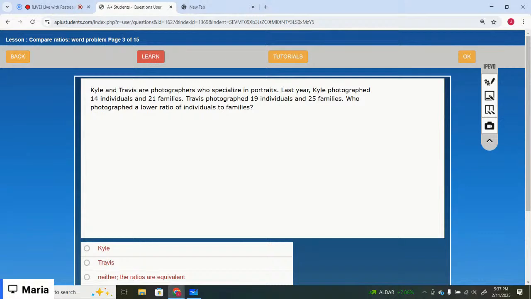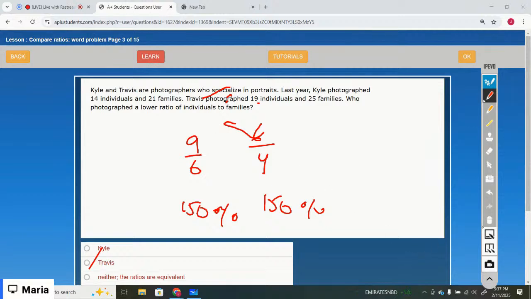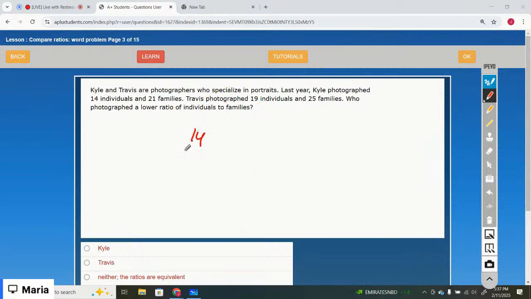Kelly and Travis are photographers who specialize in portraits. Last year, Kelly photographed 14 individuals and 21 families. That is 14 and 21, and Travis is 19 and 25.